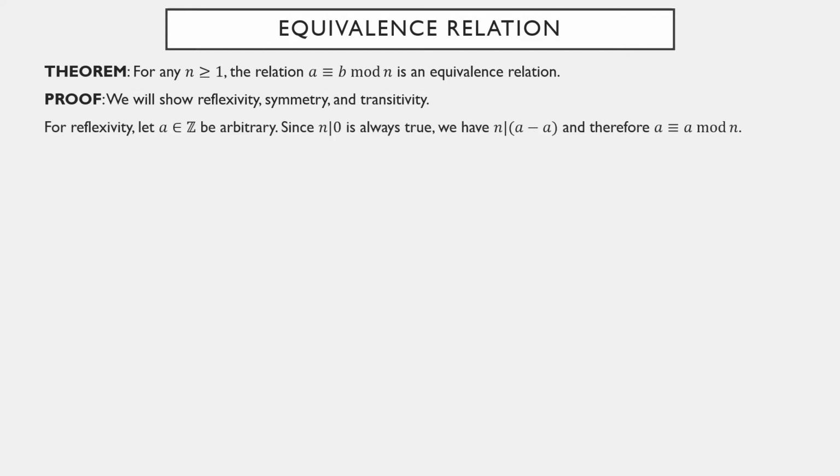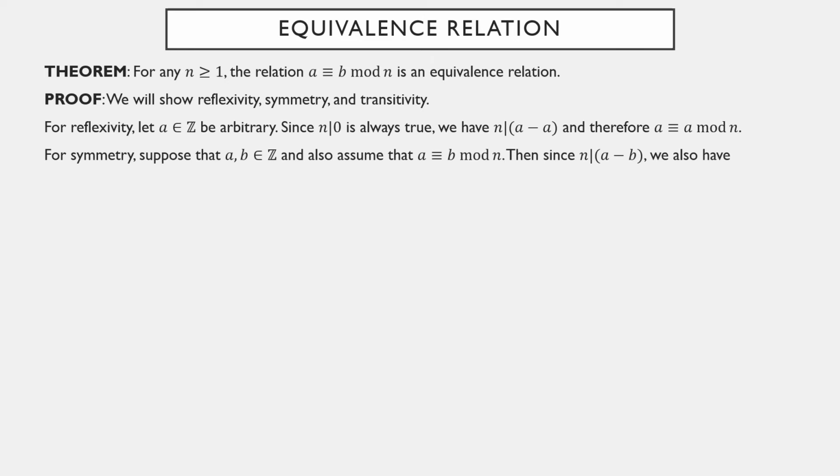For reflexivity, we want to show that any integer a is related to itself. In other words, that a is equivalent to a modulo n. Since n is always a factor of 0 regardless of n, and a minus a is certainly 0, n is a factor of a minus a, therefore, a is equivalent to a modulo n, a is equivalent to itself.